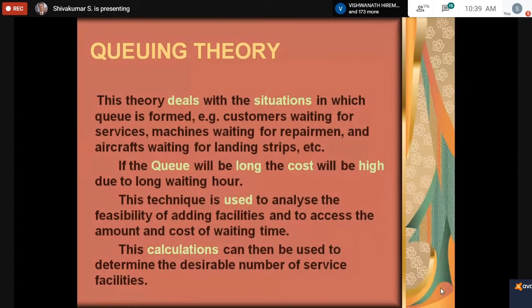You might have seen that on highways you get multiple service windows. Of course, nowadays due to FASTag, that can largely be avoided. Otherwise, if they have to issue tickets or take money, then multiple facilities are required. Okay, that's about queuing theory.